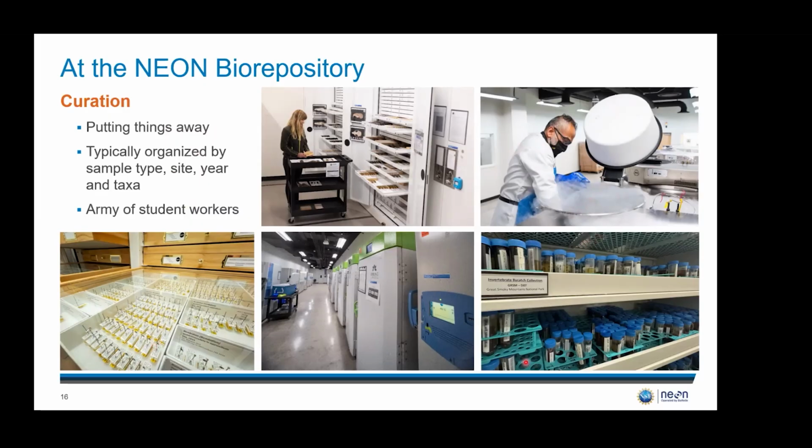And then these are just some examples of how those samples are organized in the collection, right? So these are some pinned mosquitoes. These are those -80 freezers that we saw earlier. And then this is an example of what some alcohol collections look like.